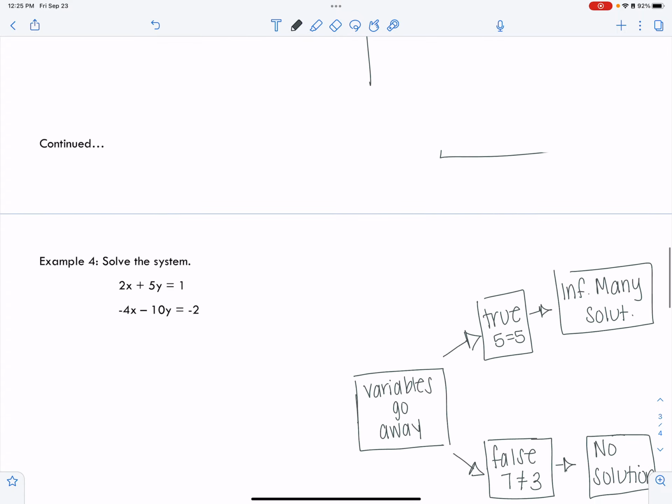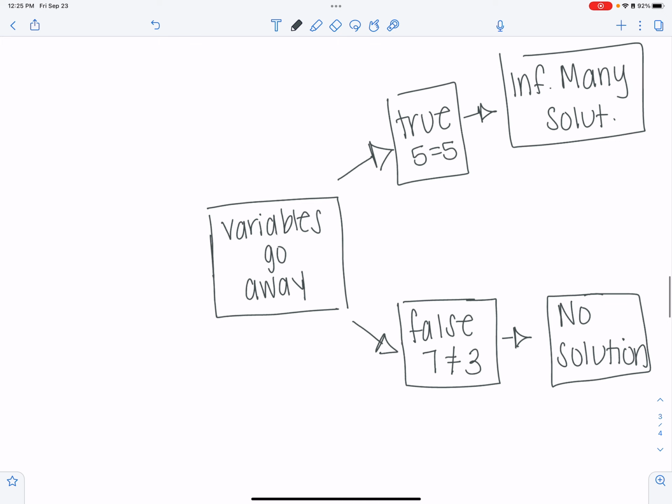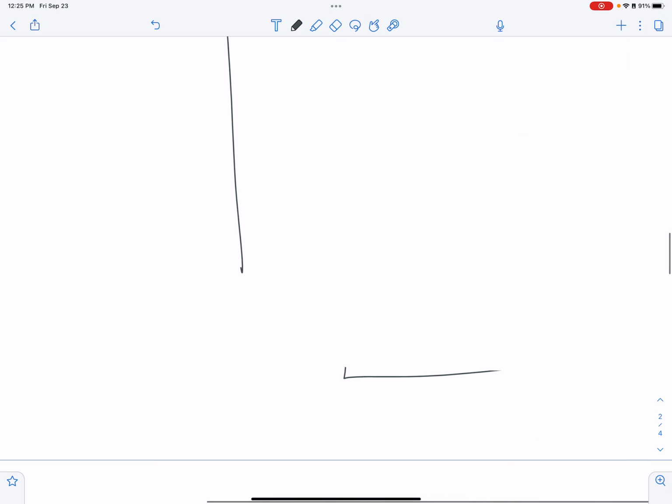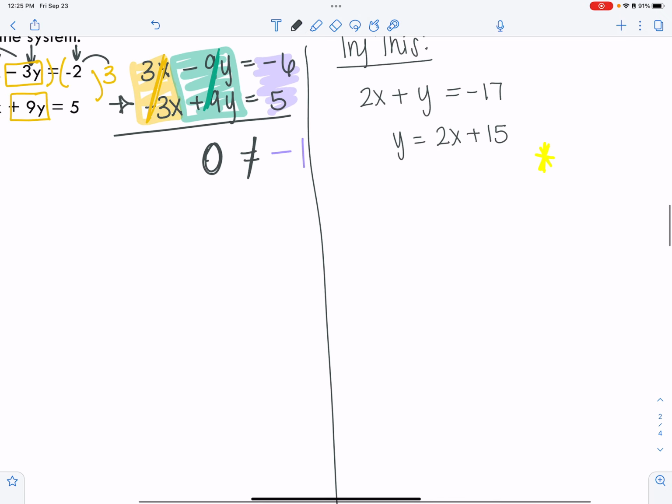true. So here's that same chart from last time. If the variables go away and you are left with a true statement, it's going to be infinitely many solutions. Most commonly here, the true statement you'll be left with is 0 equals 0. If you are left with a false statement, 0 equals any number, that will be your no solution. So looking back at this example, 0 does not equal -1. So since that's a false statement, my answer is going to be no solution.